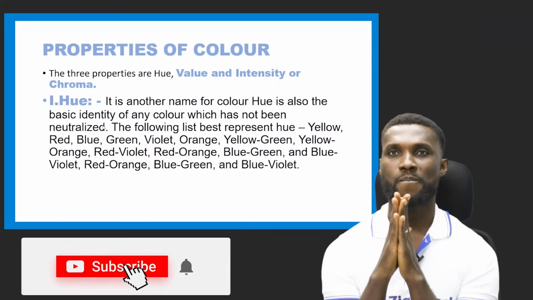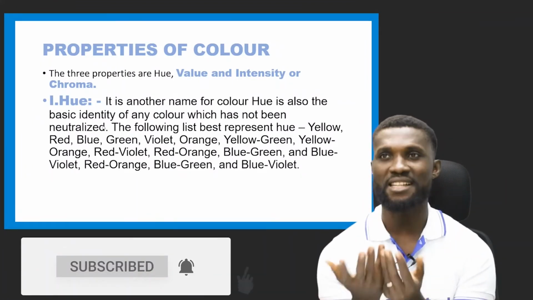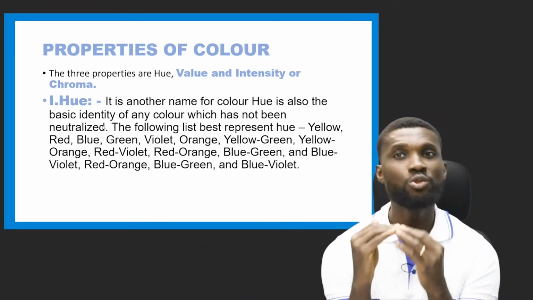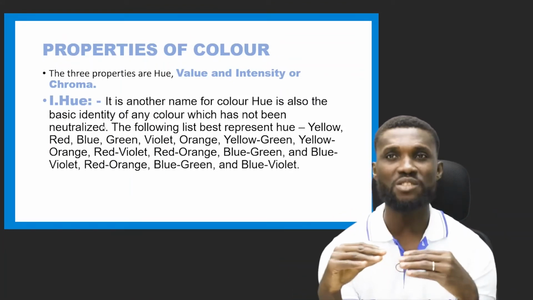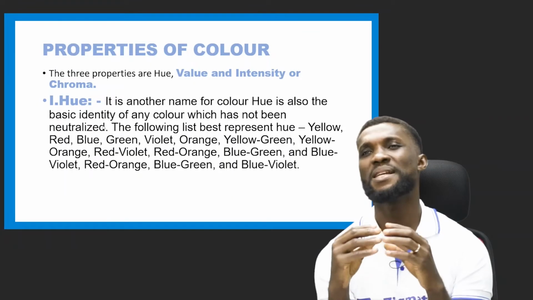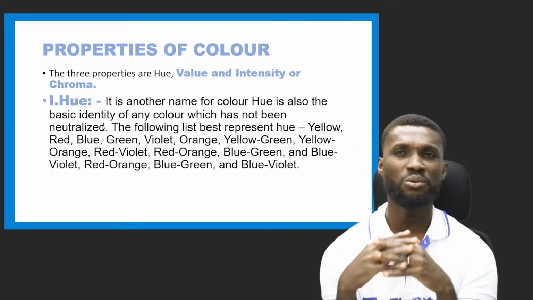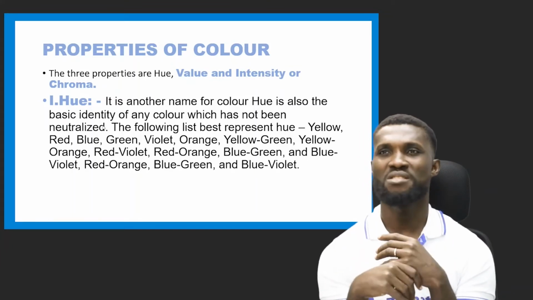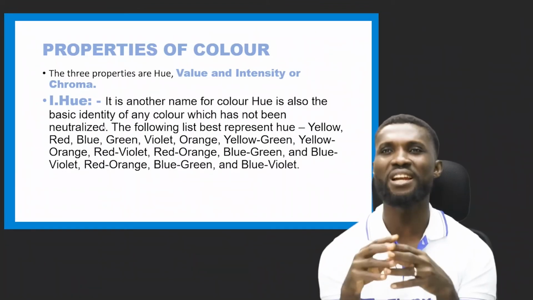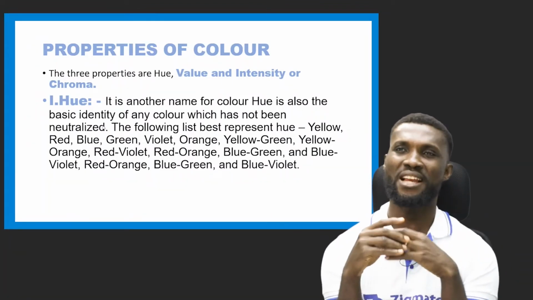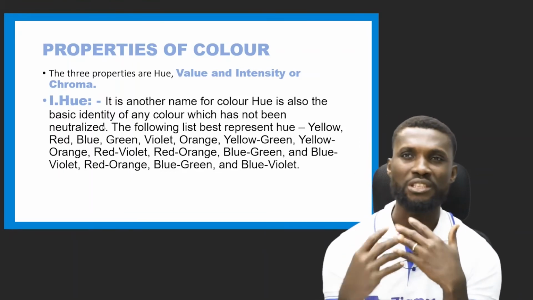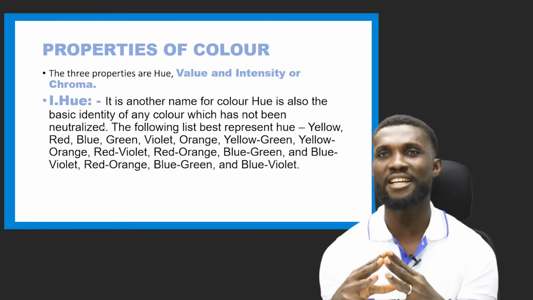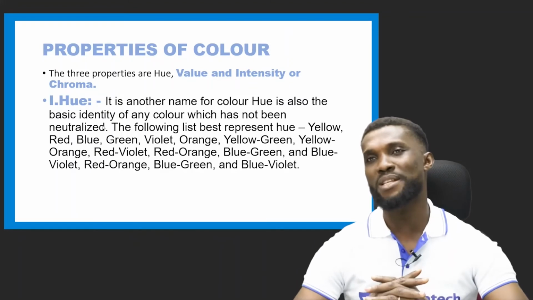Now the hue, which is another name for color, like I said, is also a basic identity of any color which has not been what? Neutralized. That's the property. Any color that has not been neutralized is the hue. Now the following list best represents what? Hue. For example, yellow is yellow, red is red, blue is blue, green is green, violet is violet, orange is orange, red orange, green orange, red violet, red blue violet, blue green, to mention a few. Now these colors stand out by themselves, bearing their names. We know them as what? Hue. So it's one property of color.